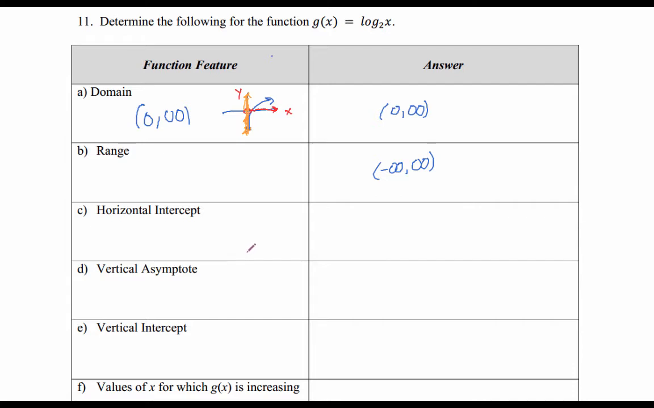Okay, horizontal intercept. In other words, where does it cross on the x-axis, our horizontal intercept? Well, notice that the ordered pair on the x-intercept right there is going to be at what? 1, 0. And another way of thinking about that is that a horizontal intercept is where we have 0 is equal to logarithm base 2 of x, okay?